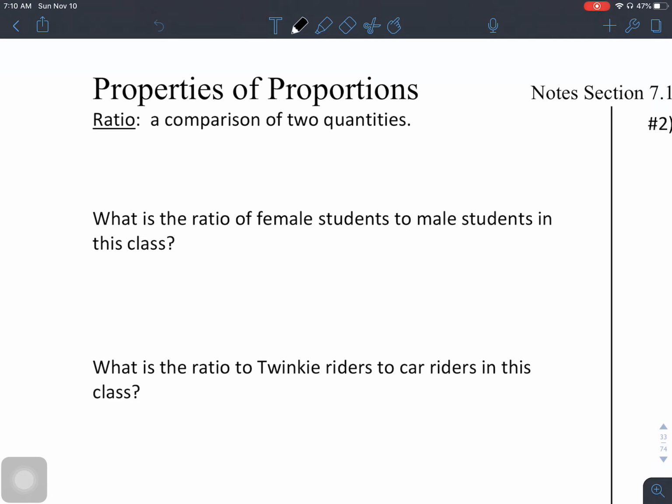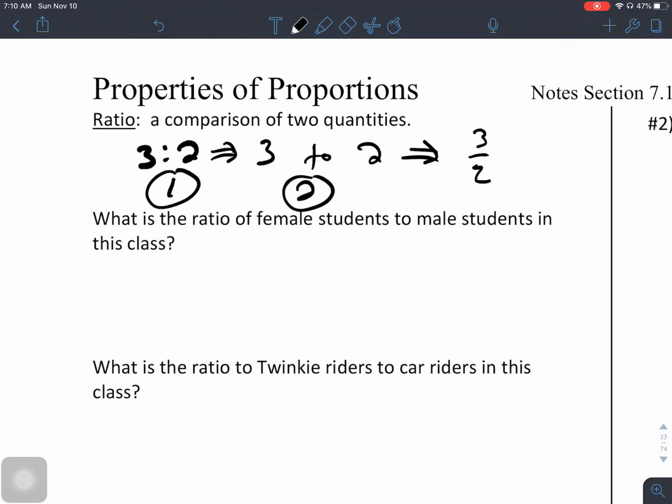So if I say that the ratio of boys to girls in here is 3 to 2, I would write 3 to 2. That could also be written as 3:2. That could also be written as a fraction, 3/2. So there's 1, 2, 3 different ways to write this ratio: with a colon, with the word "to", or as a fraction.